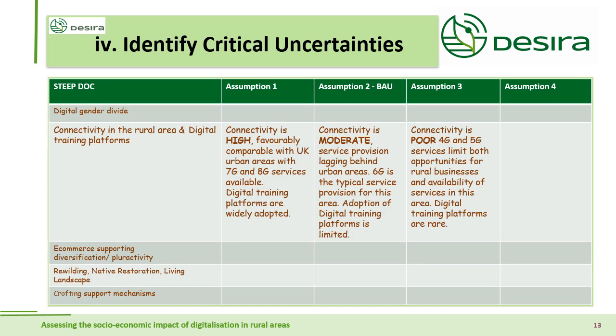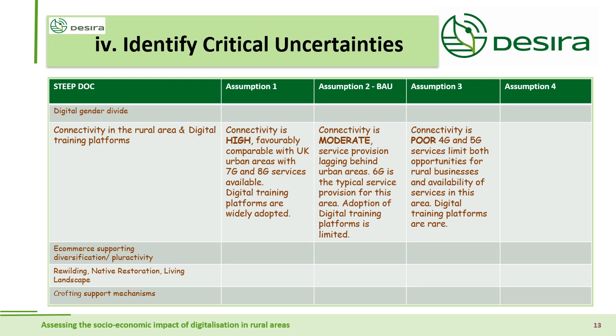We'll now go through the creation of our morphological box. The left column has our drivers of change and the assumptions next to these. These examples are provided courtesy of our Scottish Living Lab. Firstly, for the driver of change, connectivity in the rural area and digital training platforms, which would fall under the T for technology in our STEEP acronym, we have three assumptions. Assumption 1 states connectivity is high, favorably comparable with UK urban areas with 7G and 8G services available. Digital training platforms are widely adopted.